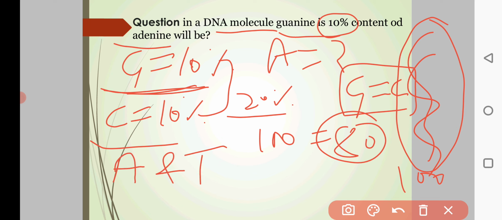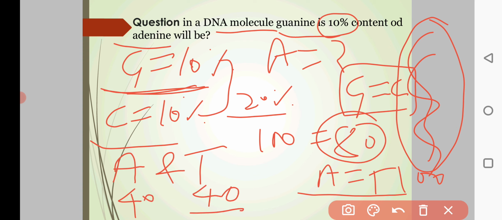So here we know that adenine is equal to thymine, because adenine always pairs with thymine. So this will be 40% and this will be 40%. Together they will form the 100% nitrogenous bases of the DNA molecule. So 40%, 40%, 10% and 10%. Total 100% will be there.